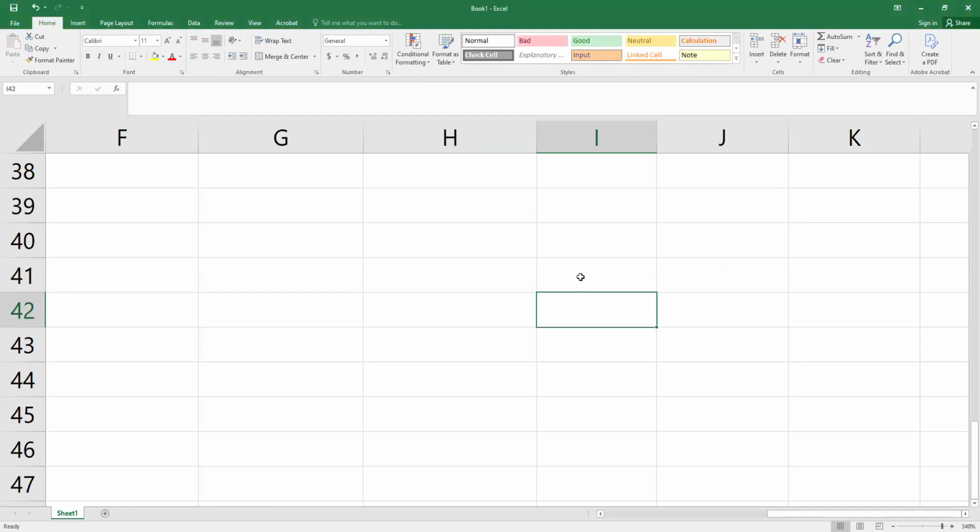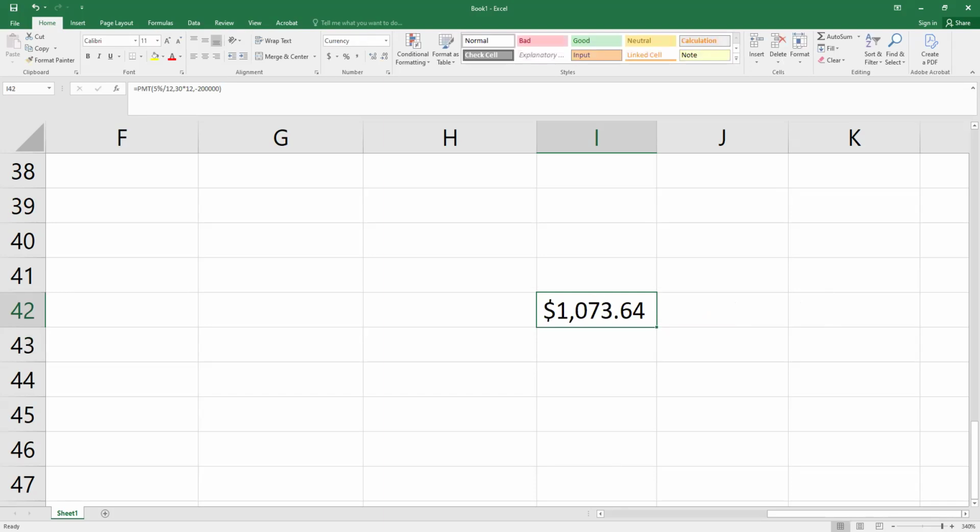So we need to calculate the PMT. The rate is 5% divided by 12. Number of periods, 30 years times 12. Present value, 200,000. We don't need to do anything here. Okay, that's her monthly payment if she borrows the loan.